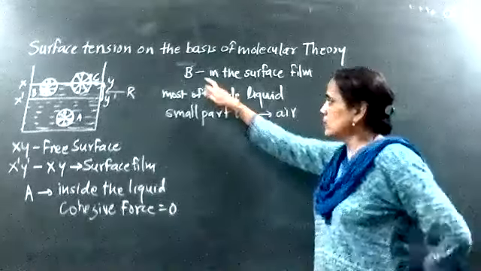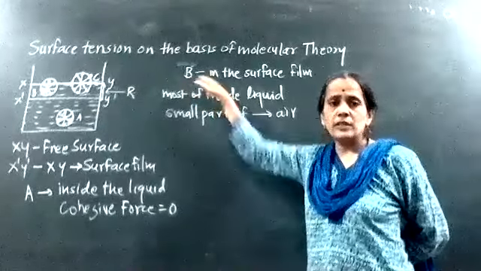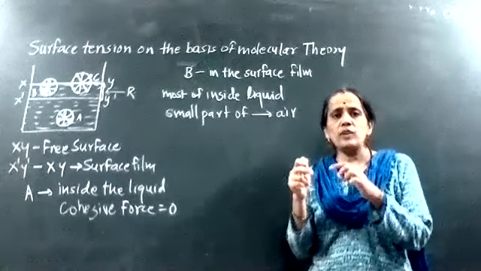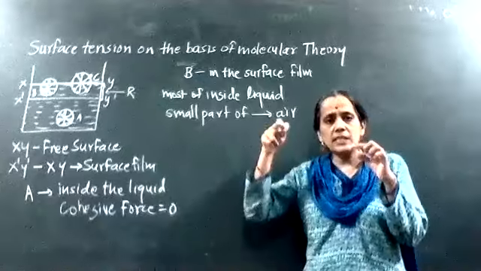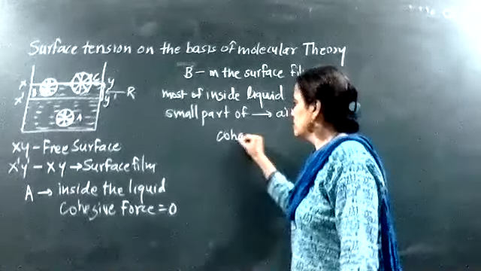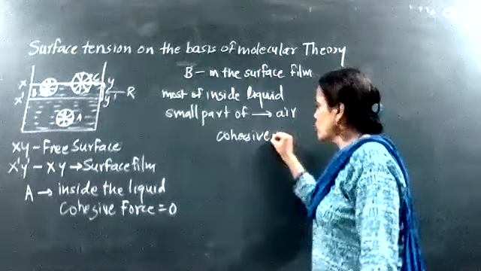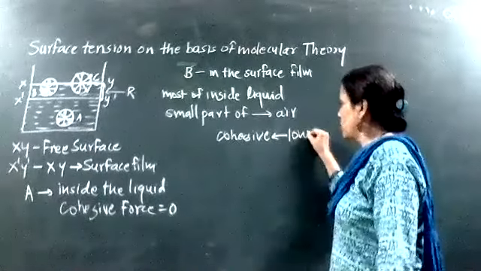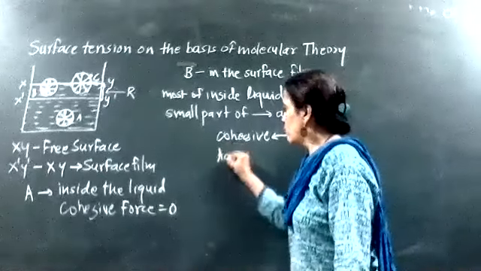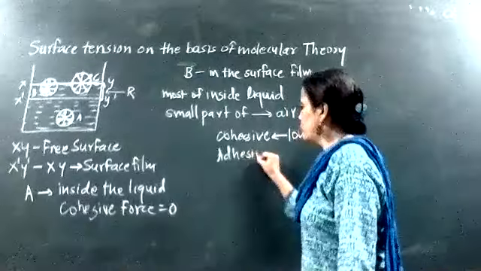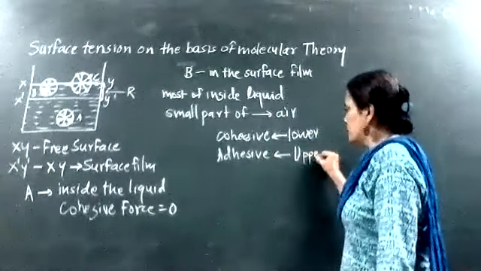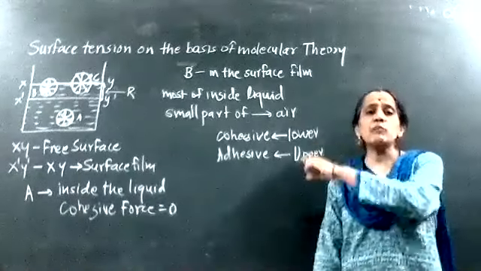Now on this B molecule, two types of forces are going to be acting. The sphere of influence has its lower part lying in the surface film. In the lower part, there is a cohesive force, so cohesive force will remain active in the lower part of the sphere of influence. And there is an adhesive force. This adhesive force will remain active in the upper part of the sphere of influence, where air molecules are present.